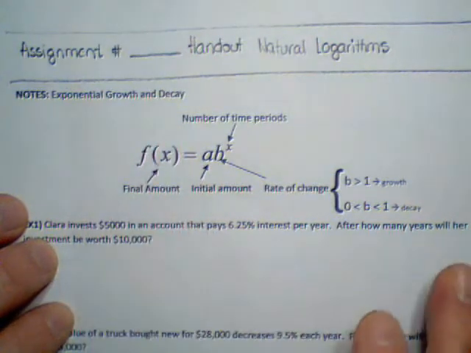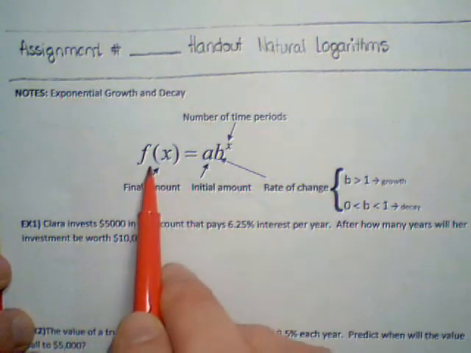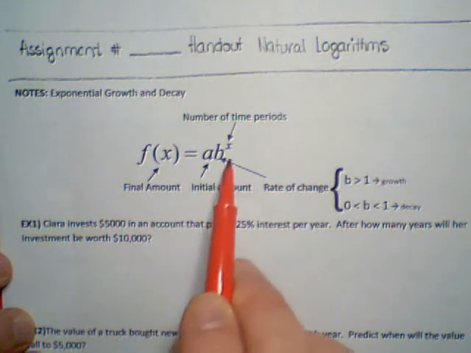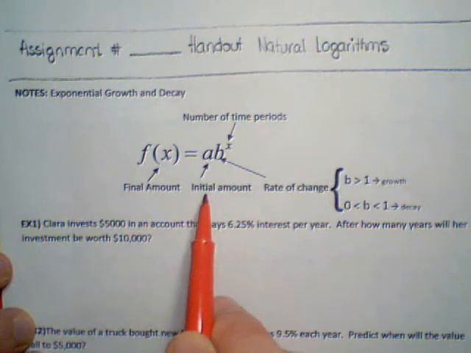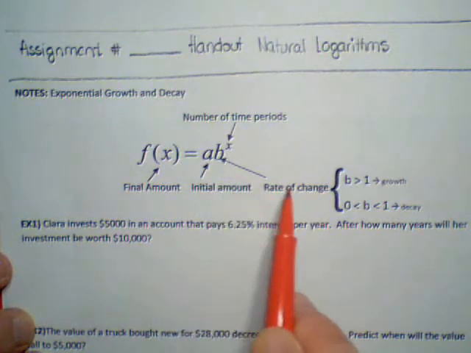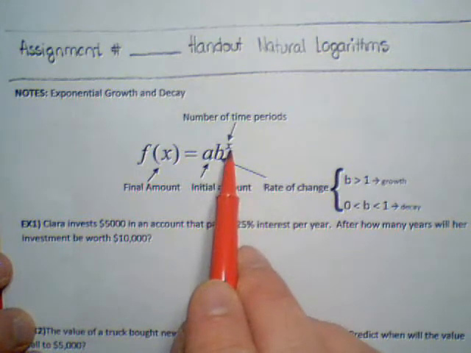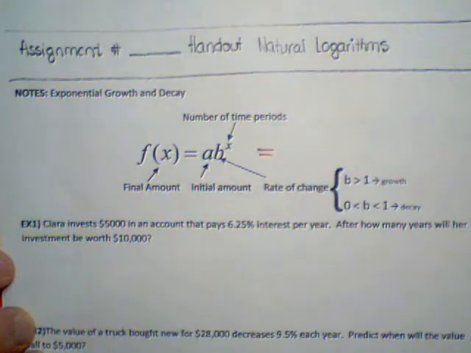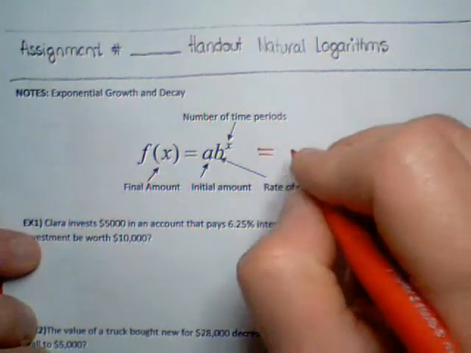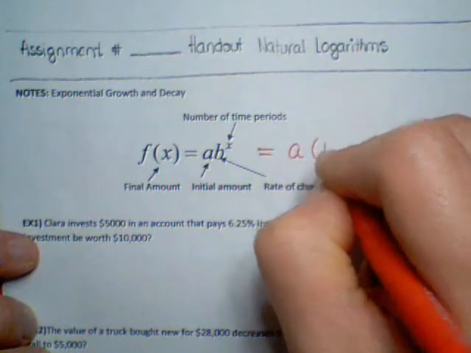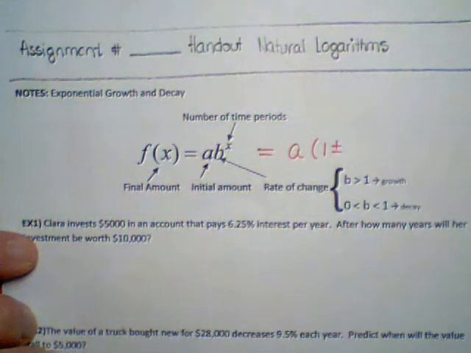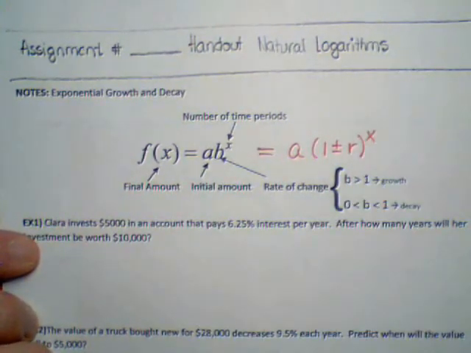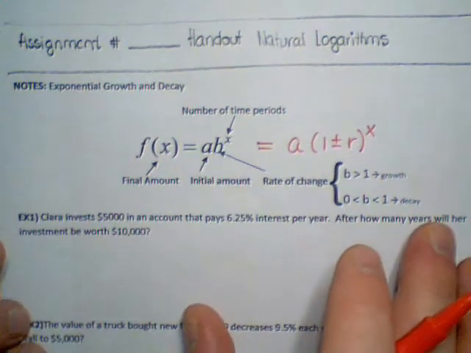growth and decay. If you remember first semester, we talked about this equation before, where f of x means final amount, a means the initial amount, b means the rate of change, and x is the number of time periods. Also, if the problem deals with percentage, you also want to use a 1 plus or minus the rate of change raised to the x. So let's take a look at these problems right here.